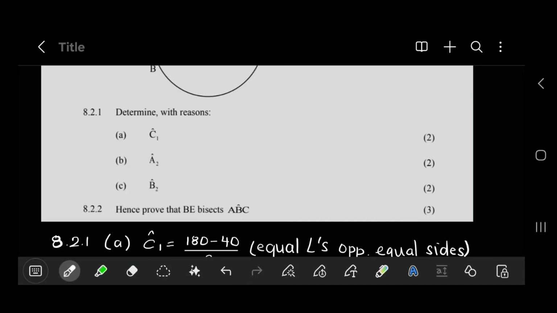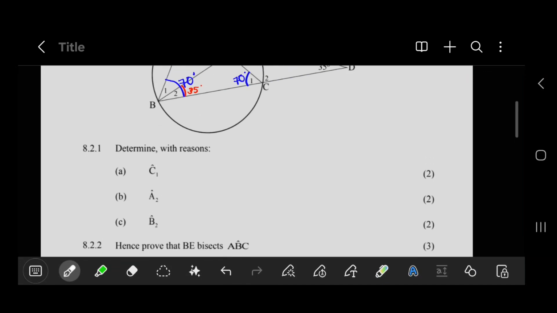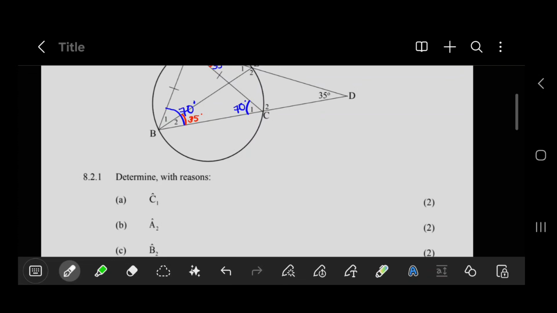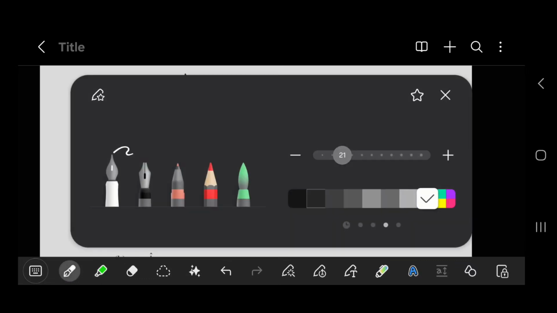Now for 8.2.2, it says, hence, prove that BE bisects angle ABC. Here's the thing about questions in maths that say hence. Now you guys should already know this. Whenever a question says hence, it means using your previous answer. And our previous answer was B2. So we need to see, how can we use B2 to show that this line BE is going to bisect angle ABC. Now what does that mean?